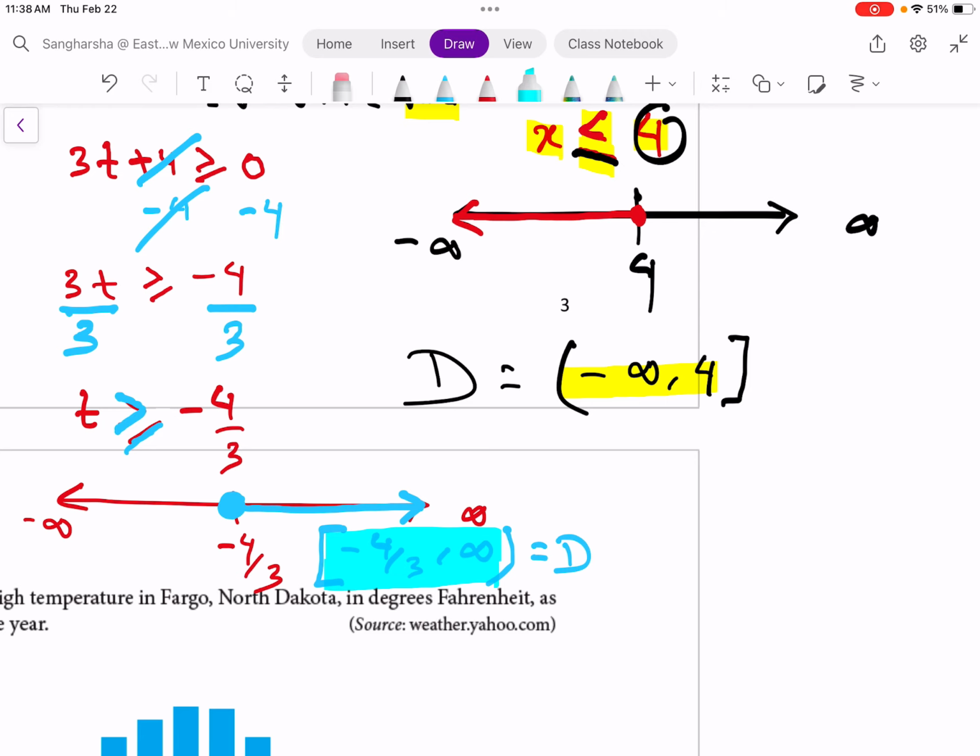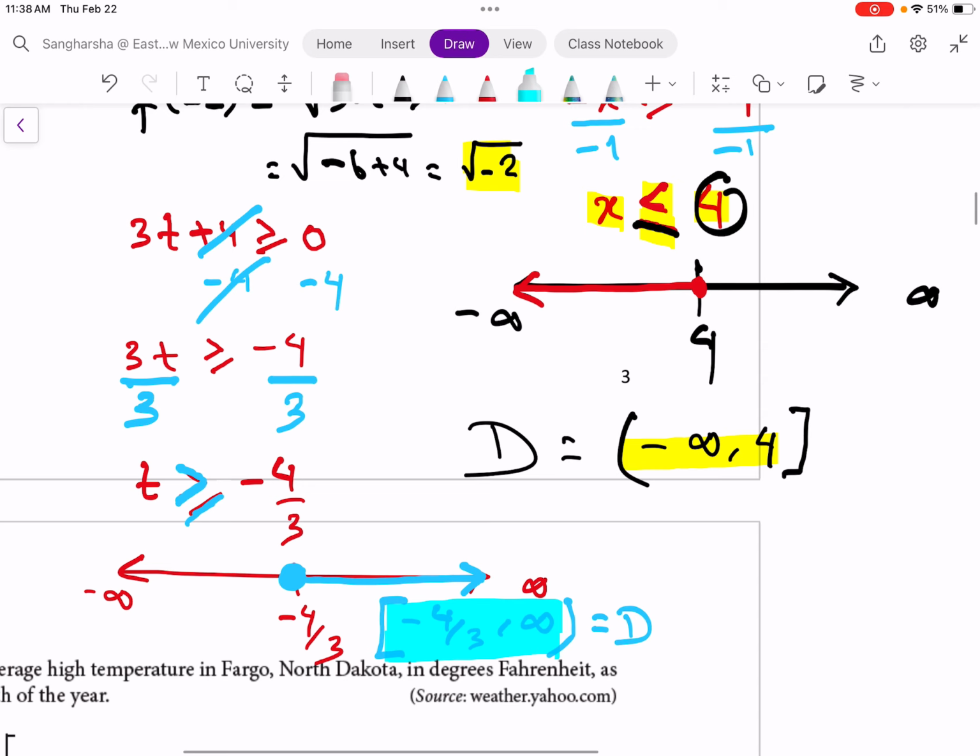Any question on this one? So every time you have a square root function, you just write down whatever you have under the square root, greater than or equal to 0. You solve that inequality. The solution is the domain. Okay, now let's go to the next example.